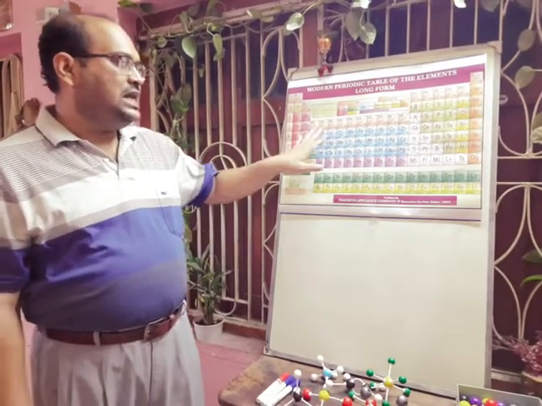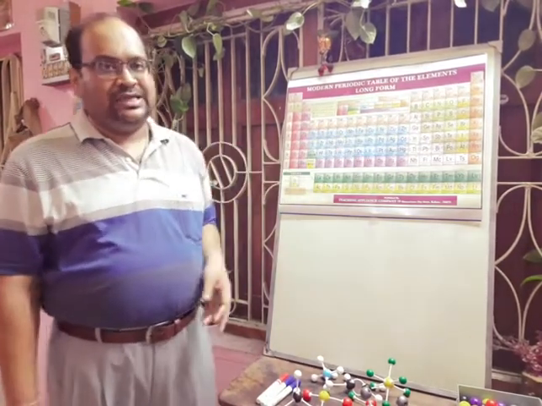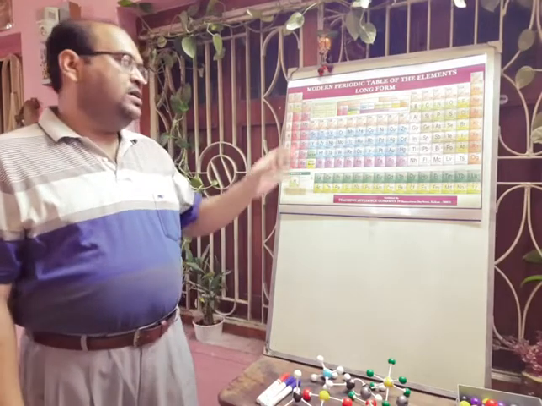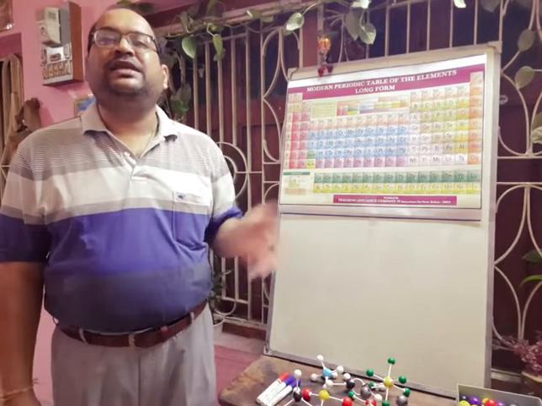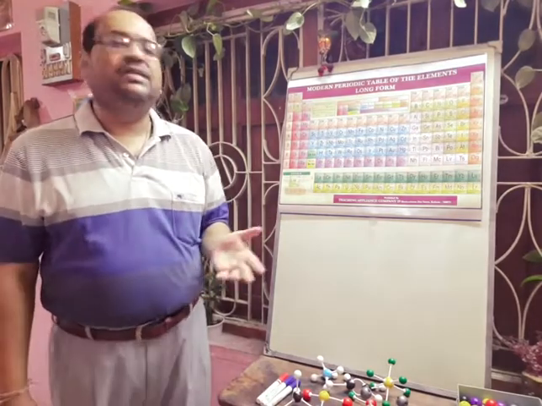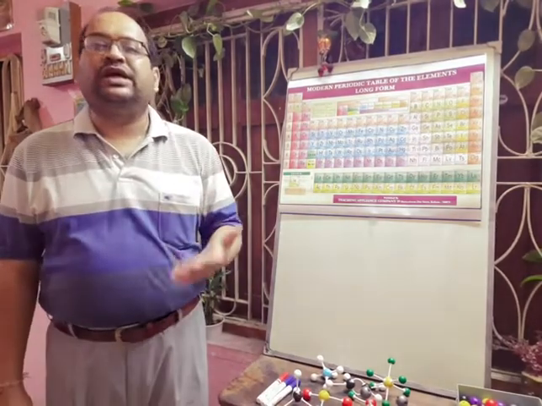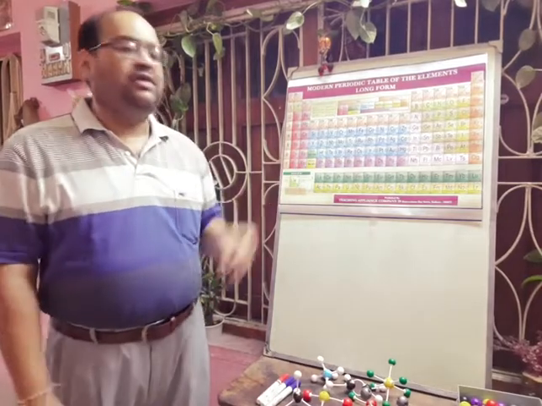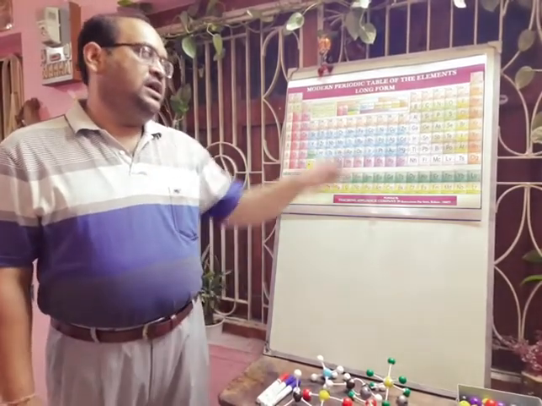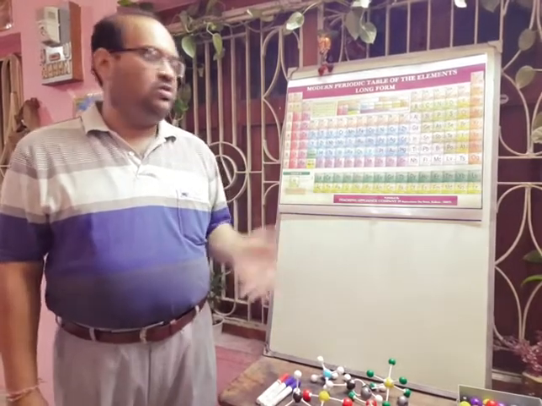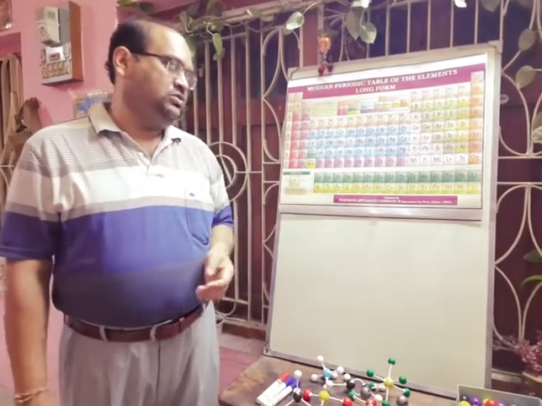And from group 3 to group 12, these are the transition elements. Okay. So these transition elements will show variable valency. Now what is variable valency? Variable valency means certain elements will show more than one valency. Like iron. Iron will show ferrous and ferric, iron +2 and +3. Copper will show cuprous and cupric, copper +1 and copper +2. Understand?